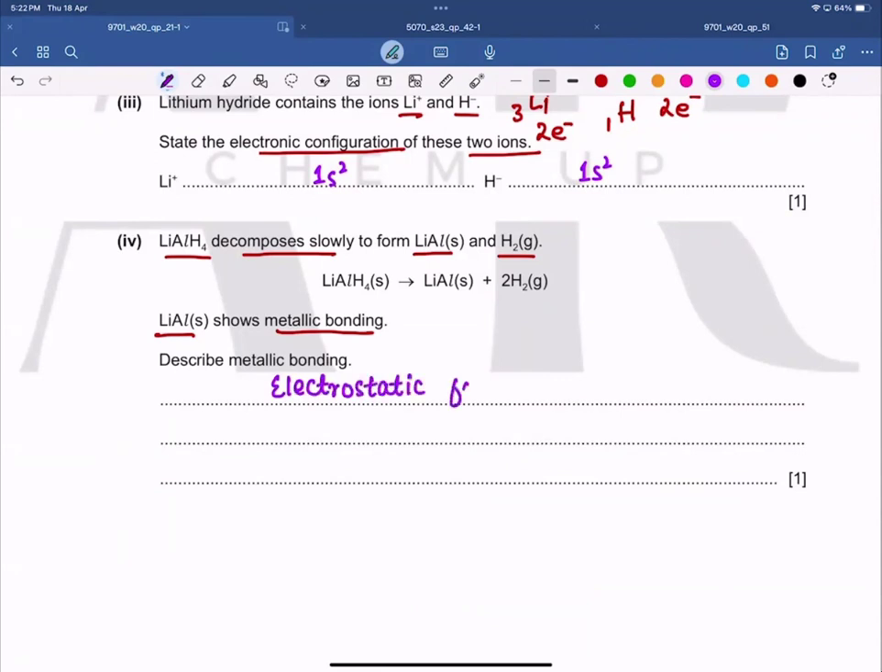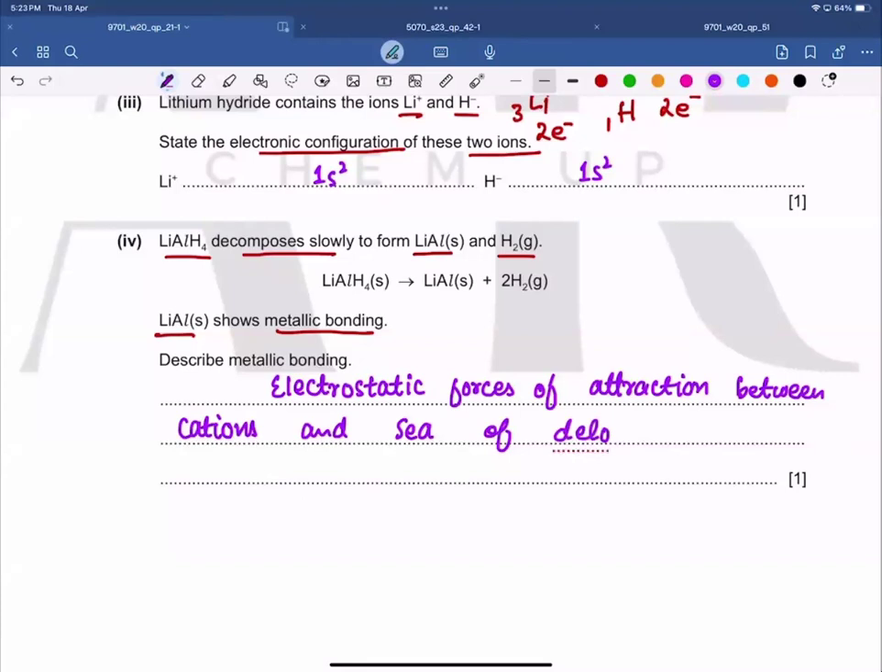Good. Electrostatic forces of attraction, that you have been studying since O levels, between cations and a sea of delocalized electrons. You have to mention the delocalized electrons, or you have to mention the mobile electrons, a sea of mobile electrons or a sea of delocalized electrons. Okay.